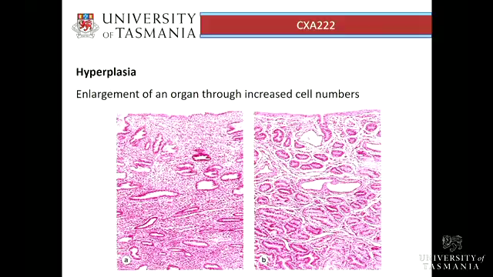Hyperplasia is an enlargement of the organ through increase in cell number. So we've got an inactive uterus on the right, and a uterus that's undergoing proliferation through stimulation of estrogen as part of the menstrual cycle. So as you've seen through these, you can actually have cellular adaptations through normal physiological situations, but we will look at the more interesting haywire adaptations as we go on.